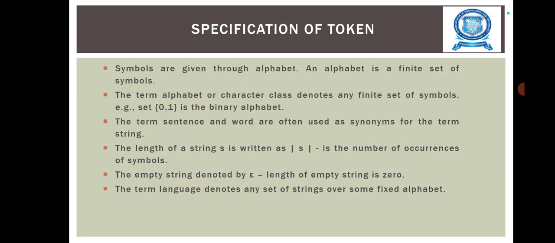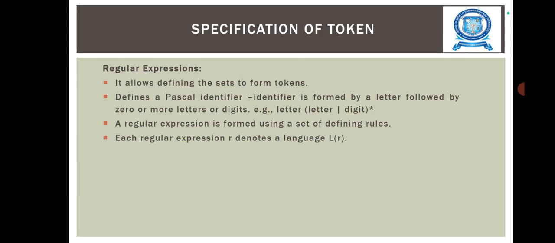In the specification of tokens, symbols are given through an alphabet. An alphabet is a finite set of symbols. The term alphabet or character class denotes any finite set of symbols. For example, the set {0, 1} is the binary alphabet. The terms sentence and word are often used as synonyms for the term string. The length of a string S is written as |S|. It is the number of occurrences of symbols. The empty string, denoted by epsilon, has length 0. The term language denotes any set of strings over some fixed alphabet.